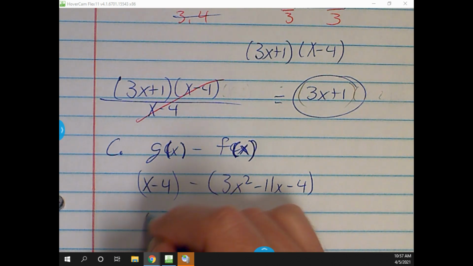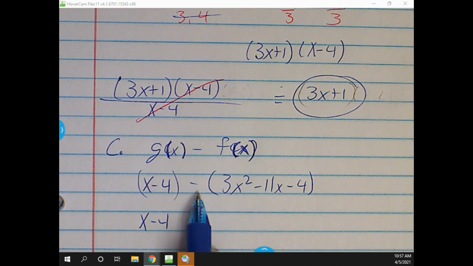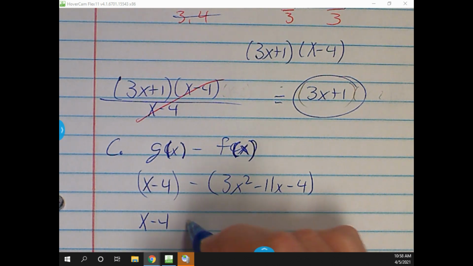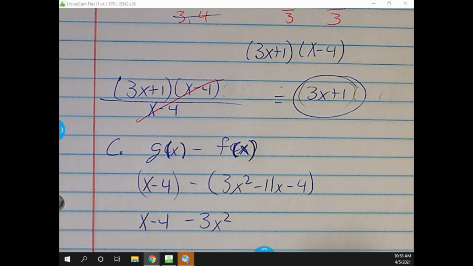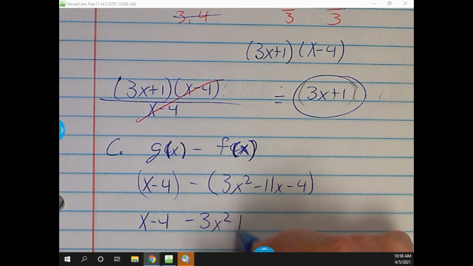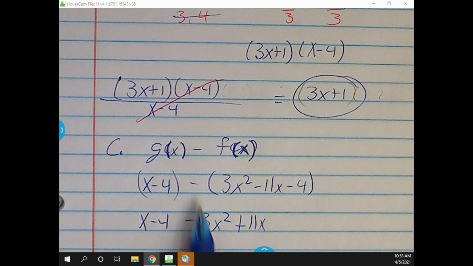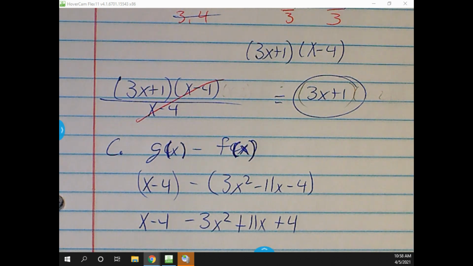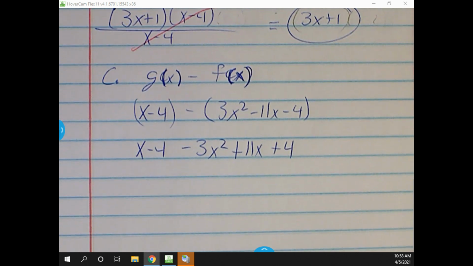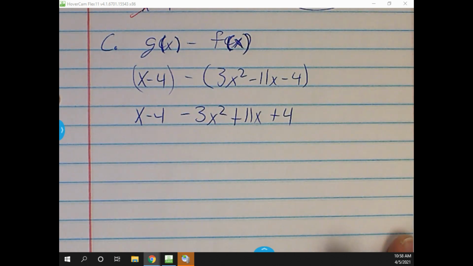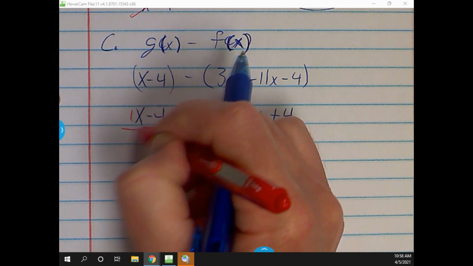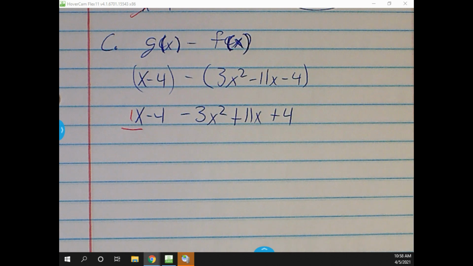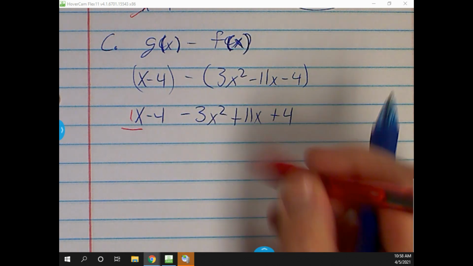All right, again, first part of it, everything is good. This one, you've got to change all the signs back here. So it's going to be a minus 3x squared minus a negative 11 will make that a plus 11, and minus negative 4 will make that a plus 4. Okay, so then we're back to the same thing. Now that you've done the subtraction and changed all the signs in the second function, now you're combining the like terms.